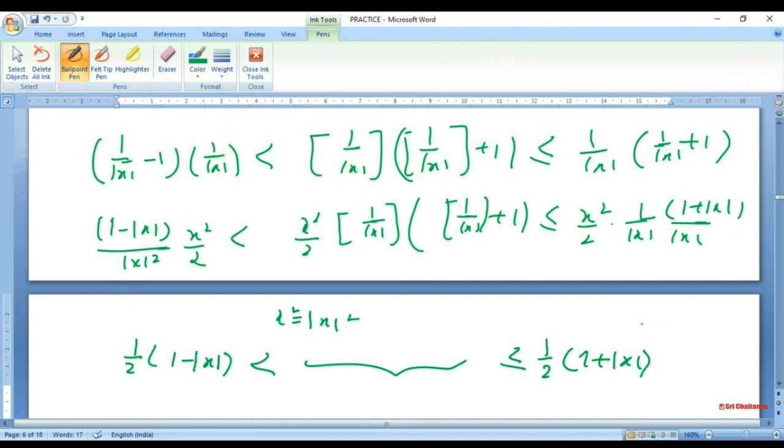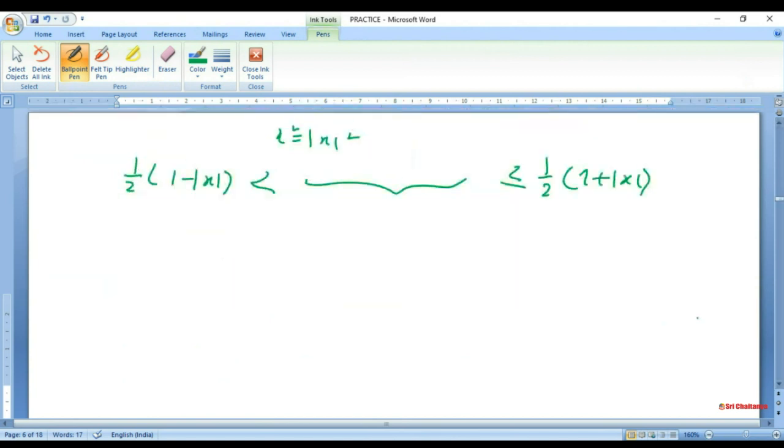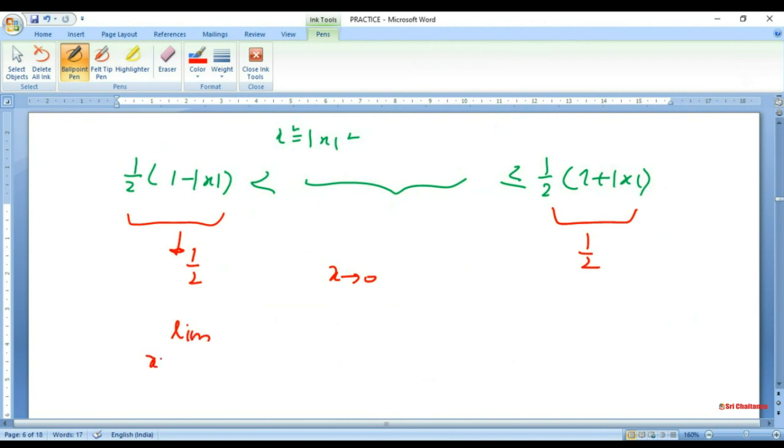Again, the sandwich theorem comes to our rescue, and we find that these two limits both tend to 1/2 as x tends to 0. So this expression is sandwiched between these two, and we can conclude that the original limit, as x tends to 0, of x squared times the floor part of (1 + 2 + 3 + ... + 1/|x|), is nothing but 1/2. This is a beautiful problem.